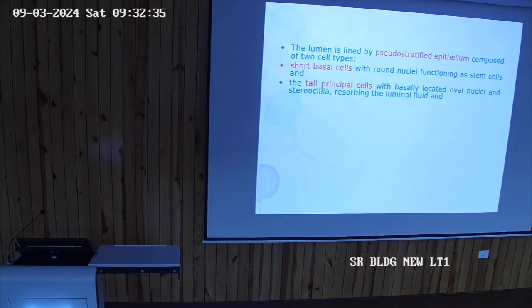In some books, a third variety of cells is also there. They are known as halo cells. These are basically the lymphocytes which are present in the epithelium of the epididymis. Halo cells are a type of lymphocyte present in the epithelium. So there are three types of cells: basal cells, principal cells, and halo cells.